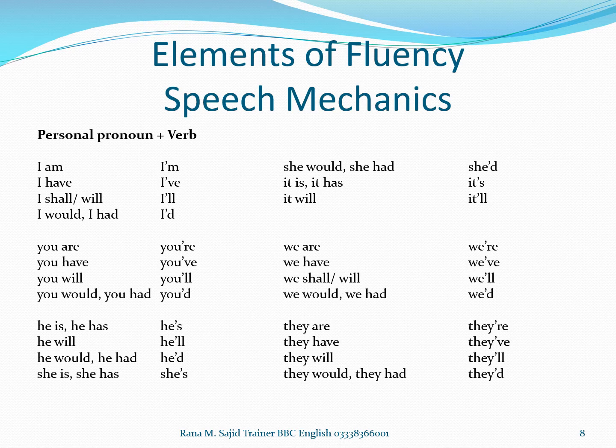In the next column we have she would or she had, and it is spoken as she'd. It is or it has, it's. It will, it'll. We are, we're. We have, we've. We shall or we will, we'll. We would or we had, we'd. They are, they're. They have, they've. They will, they'll. They would or they had, they'd. So these are actually speech mechanics, and these contractions are very important for spoken English, and we have to learn them, and you should develop the habit of using them while talking to others.